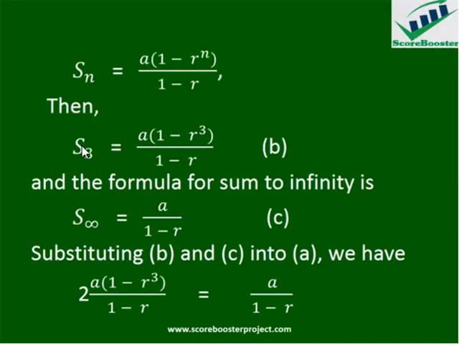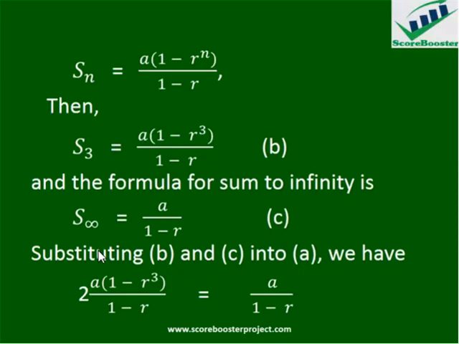Then in the statement we have S3, which is the sum of the first three terms. So wherever you see n, you substitute it with 3. S3 will be equal to A into 1 minus R raised to power 3 over 1 minus R, and that is tagged as equation B. Also in the statement we have the sum to infinity, and the formula for sum to infinity equals A over 1 minus R, which is tagged as equation C.